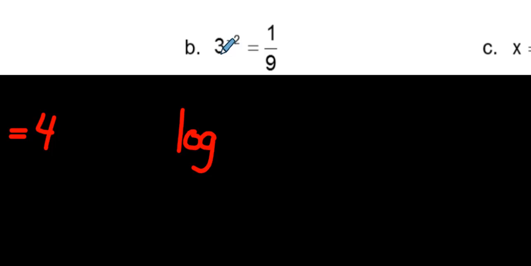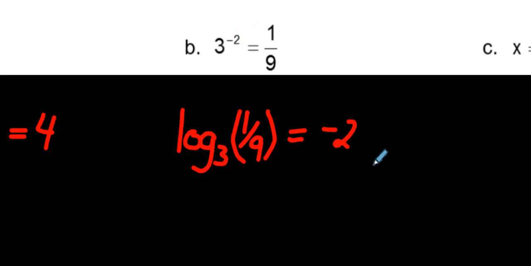So the base is 3. Just like before, you write the base of 3 right there. The 1 over 9, I'm just going to write it right here in brackets to show that right there. And then remember, the -2 is the exponent. It gets put all by itself on the end. We have just changed this from exponential form to logarithmic form.